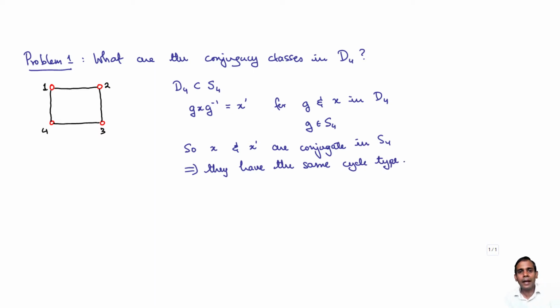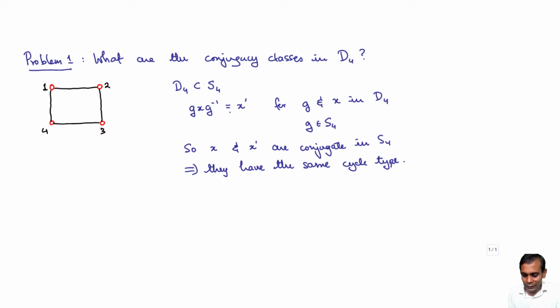Okay, we've seen that two elements are conjugate in S4 if and only if they have the same cycle type. Now the converse may not be true, that if two elements are conjugate in S4 then they are conjugate in D4, because just because you can find G in S4 such that G x G inverse is equal to x prime, it doesn't mean that you can find G in D4 such that G x G inverse is x prime. But this is enough to get us some crude idea of what the conjugacy classes would be like.